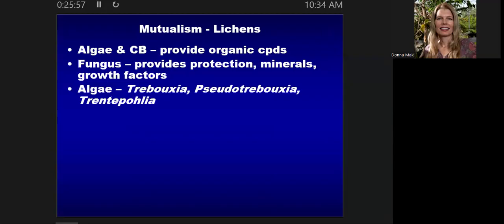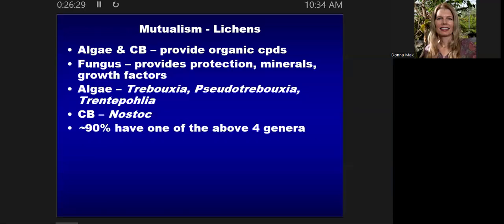When they look at most lichens, it's these three genera that seem to be the algae hanging out. So I would like you to know these three. It's only three, but Trebouxia, Pseudotrebouxia, and Trentepohlia are the three that are dominating most lichens, not all. And I'd like you to know this too, please. Nostoc is the cyanobacteria that seems to dominate most lichen relationships. So they estimate that about 90% of all lichens have one of those four involved in the lichen relationship.